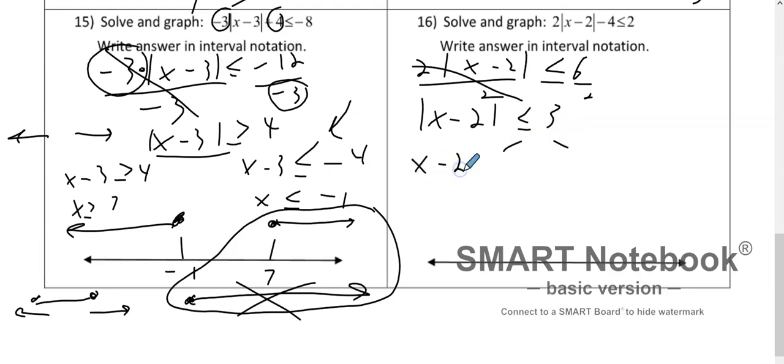x minus 2, x minus 2. I want 3 and negative 3. This stays the same. This flips. Again, if I don't flip that, I will end up with a dab instead of what I should have on this one, less than. It's an and statement, so I should have something that looks like that.